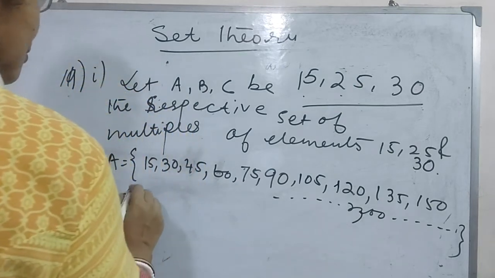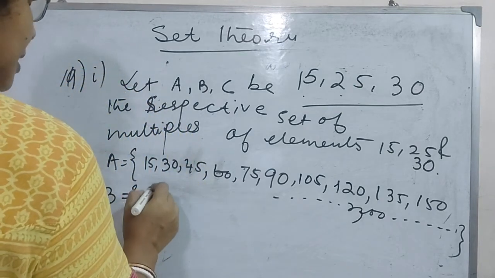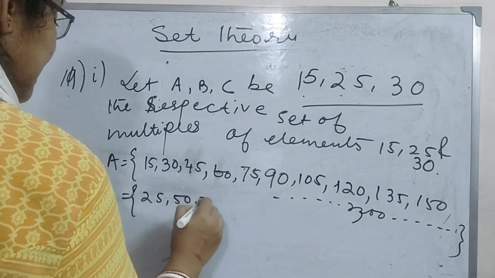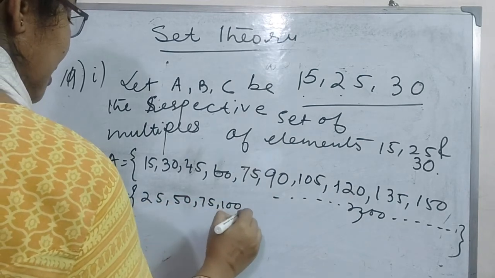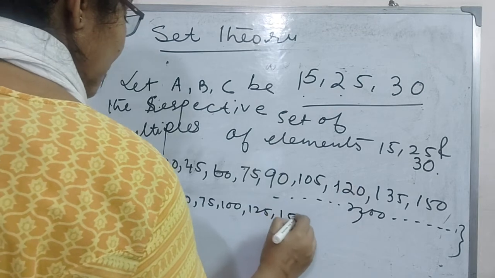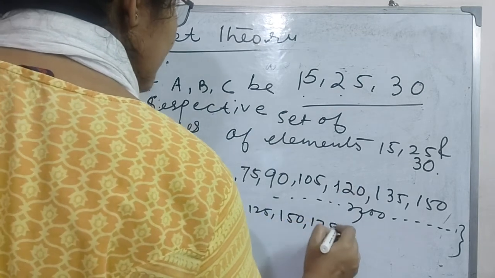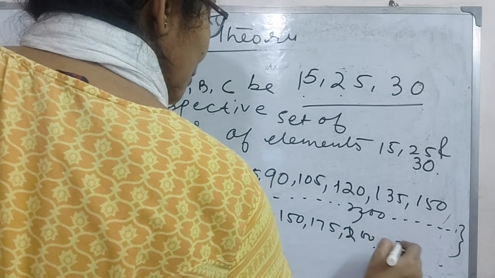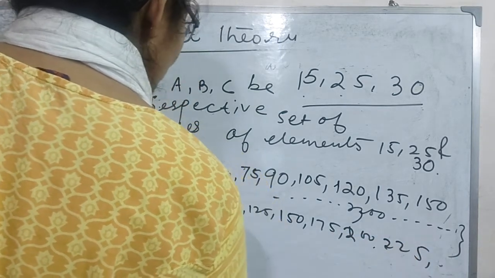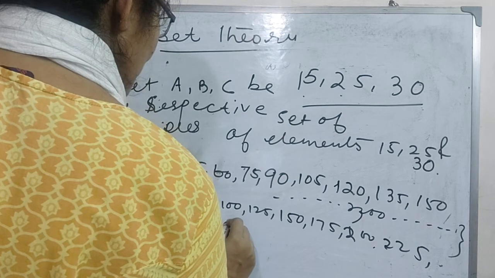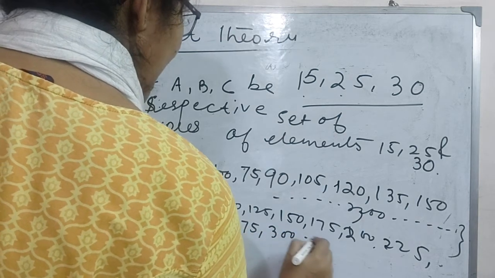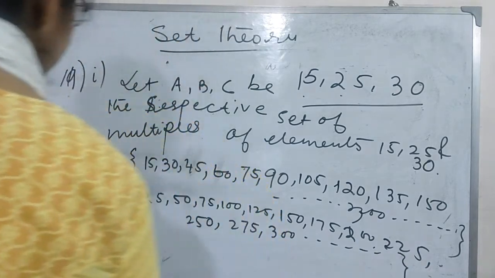B equals multiples of 25, that is 25, 50, 75, 100, 125, 150, 175, 200, 225, 250, 275, 300 and so on.